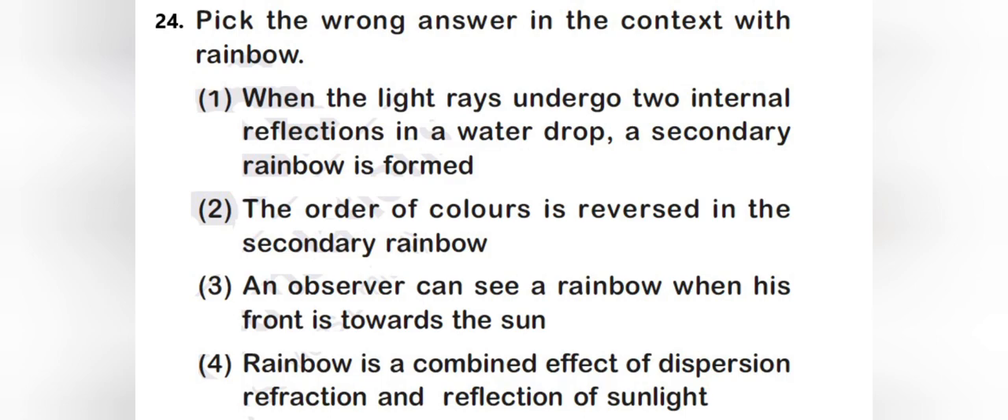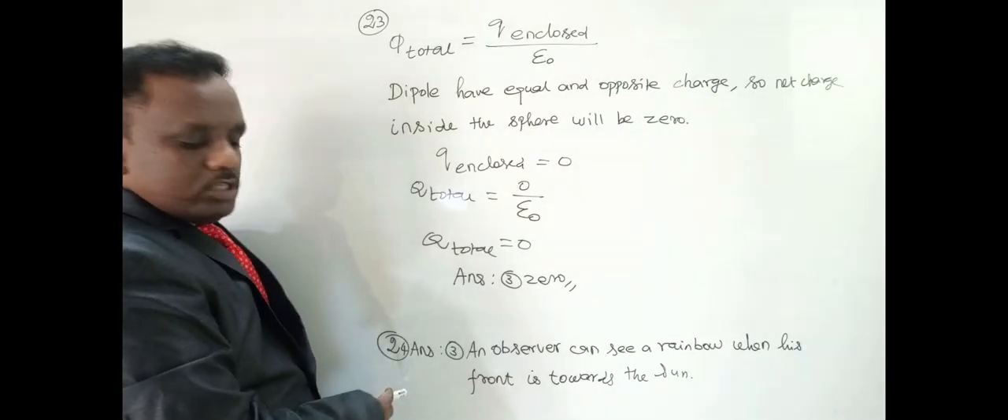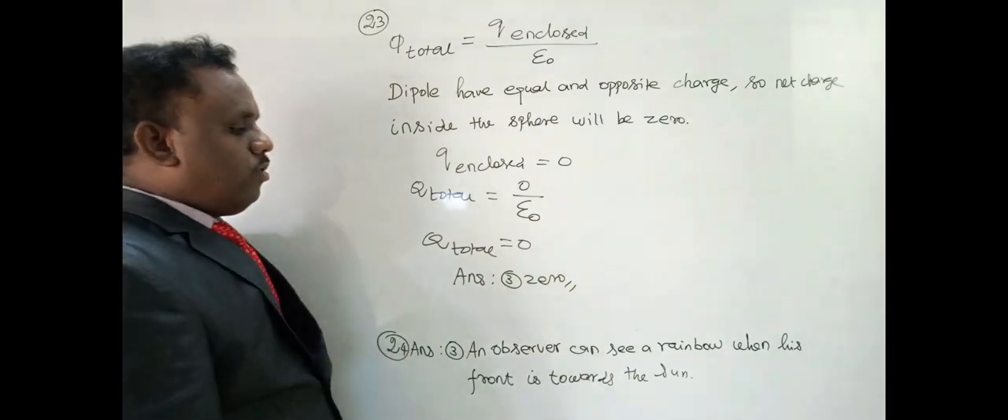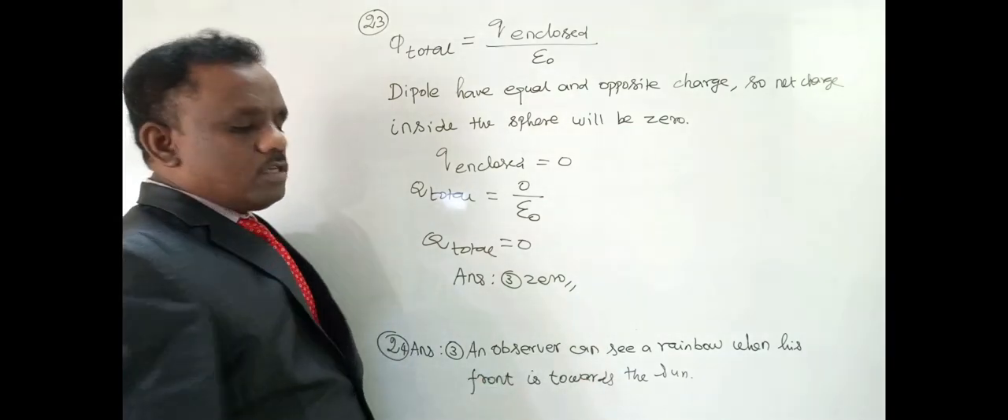An observer can see a rainbow when his front is towards the sun. Option 4. Rainbow is a combined effect of dispersion, refraction and reflection of sunlight. For 24th question, correct option 3. An observer can see a rainbow when his front is towards the sun.